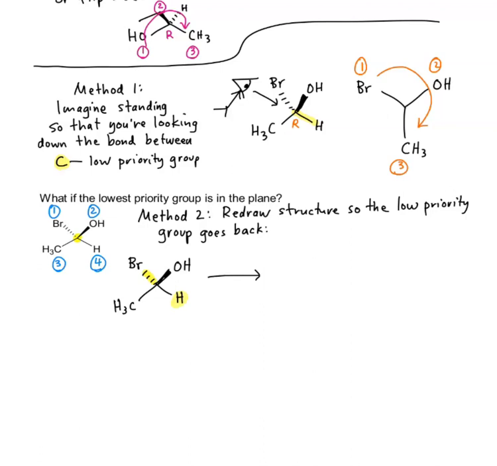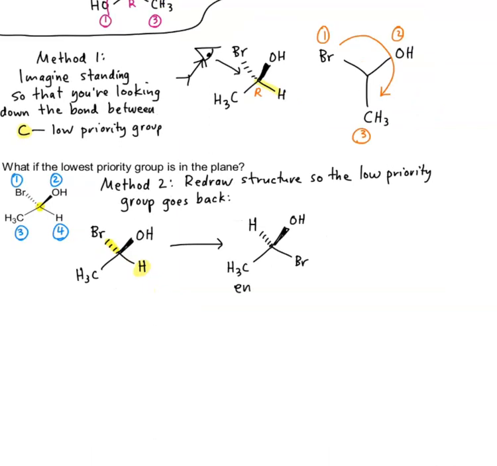So in this case, we would switch the H with the bromine. So now our low priority group is back, but we have the wrong molecule. We have the enantiomer. Okay, now you could assign the enantiomer and then just take the opposite assignment, or you could switch 2 groups again. Remember when we did this previously, when we were learning how to draw enantiomers, that got us back to the original molecule. So let's call this guy original.